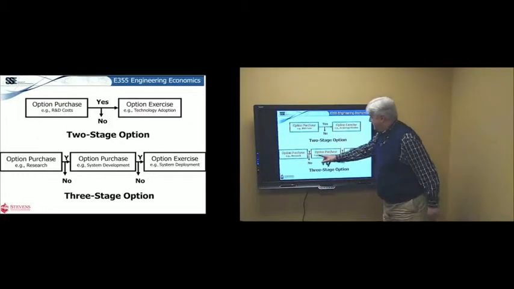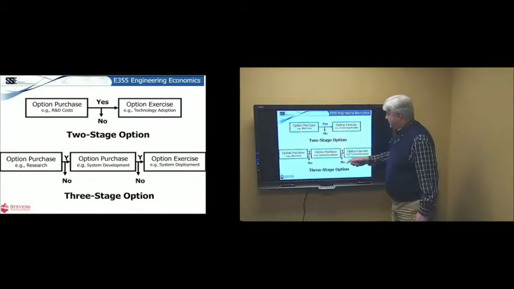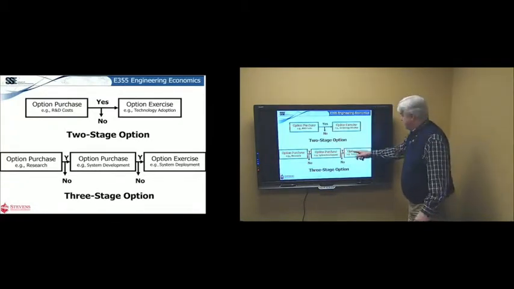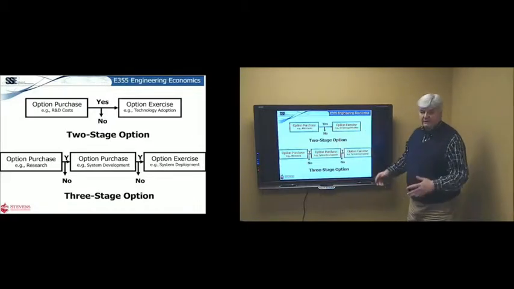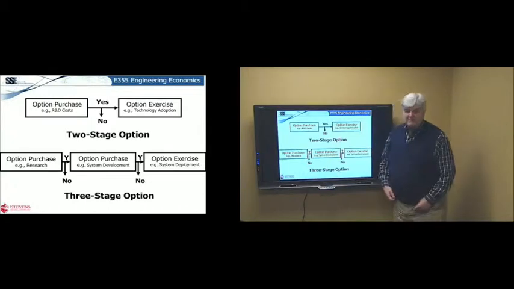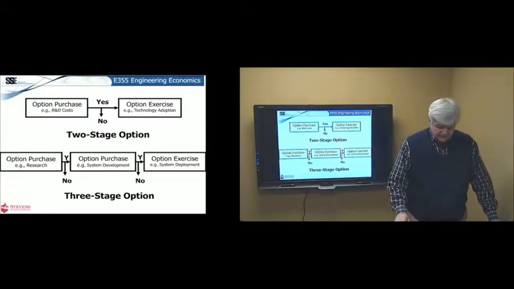Another choice is we do research, we earn a technology option, then we decide whether to fully develop it and make it industrial strength, and then we decide whether we want to deploy it in our automobile or our cell phone or whatever. So you can have multiple stage options. We're going to mainly focus on 2-stage options right now, but there can be many more than just 2 stages.